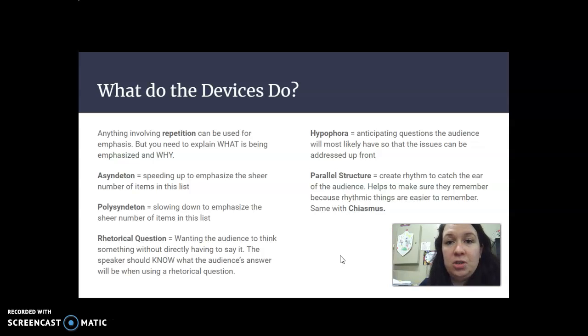Hypophora is usually used in anticipation of questions. So the speaker is thinking, all right, I understand that people are probably wondering to themselves the answer to this question, so I'm just going to go ahead and address it.